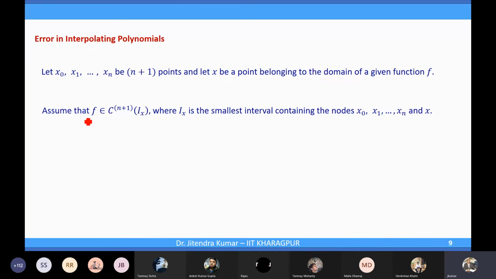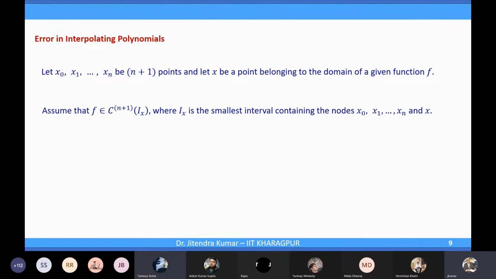We assume, of course, that the given function which we are approximating by the n degree polynomial is n plus 1 times differentiable on the smallest interval that contains all these data points and also your x, because you are now computing the error at that x point, which is not a data point.